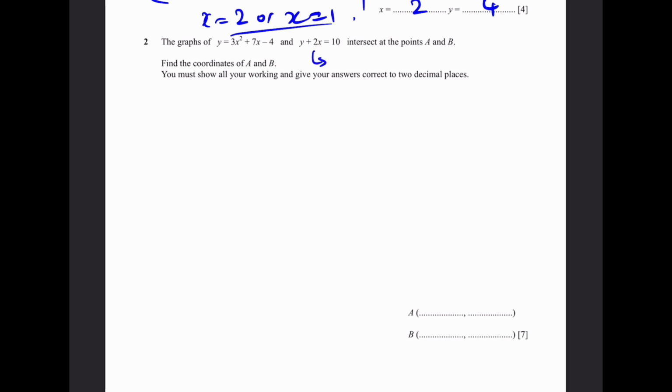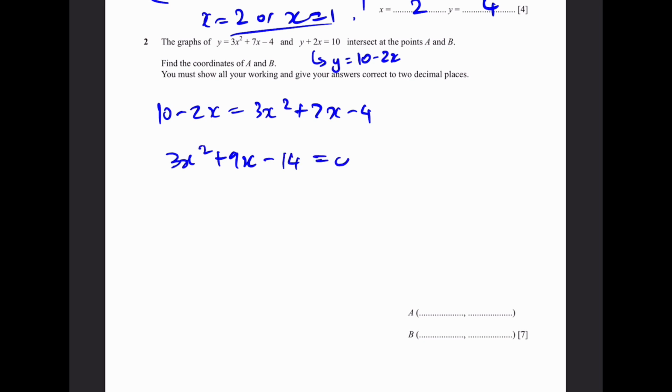First thing we can do is write this in terms of y. y equals 10 minus 2x. Now that means we can substitute this equation into this. So y we can replace with 10 minus 2x. So 10 minus 2x is equal to 3x squared plus 7x minus 4. That means 3x squared plus 9x minus 14 is equal to 0.